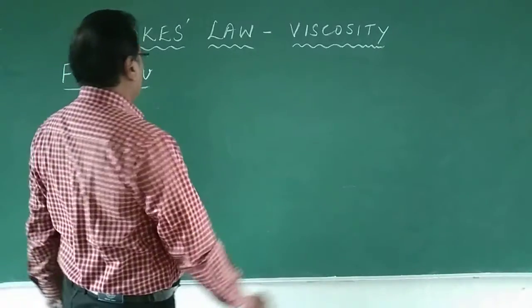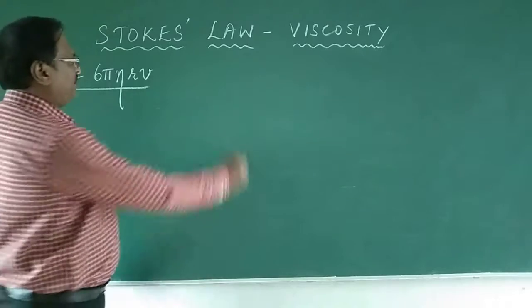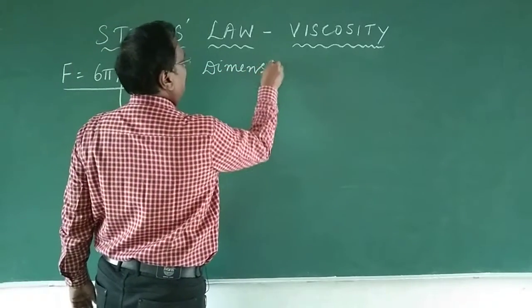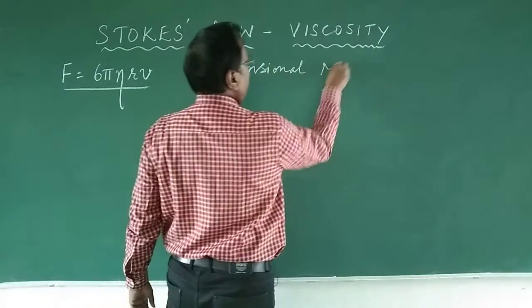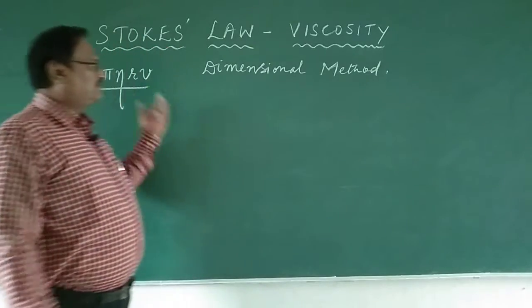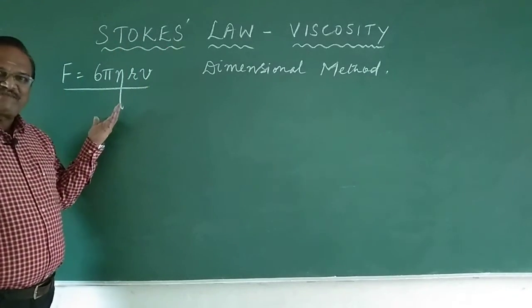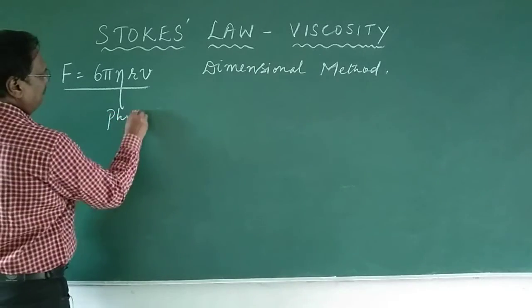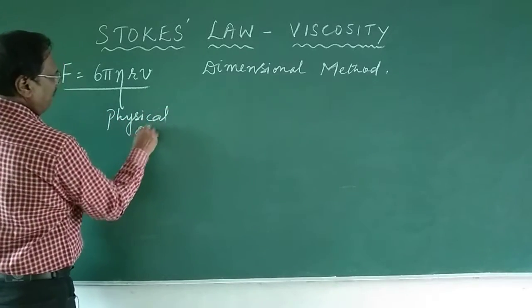Okay. How can we derive this? We are going to use the dimensional method. That is what chapter 2 is about, and I am going to derive this relationship using the dimensional method. Now, first we will take the physical quantities.